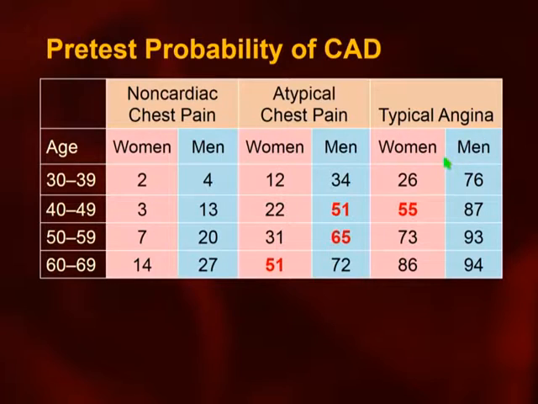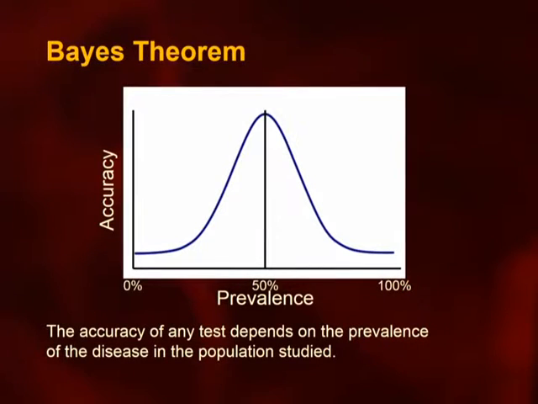On the other hand, in a male patient who is in the age range of 60 to 69 and presents with typical angina, his pretest probability of having coronary disease is 94%. So if your exercise treadmill test is negative, you wouldn't believe it. It's going to be a false negative. So it wouldn't help you there either. It's really just in this intermediate range where the exercise treadmill test is most helpful. And that goes back to Bayes' theorem, stating that the accuracy of any test depends on the prevalence of the disease in the population studied. And that highest accuracy comes right there in the 50% range.